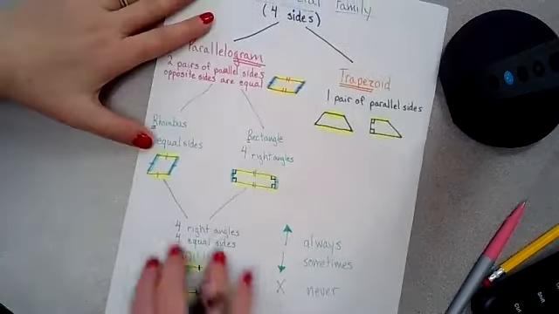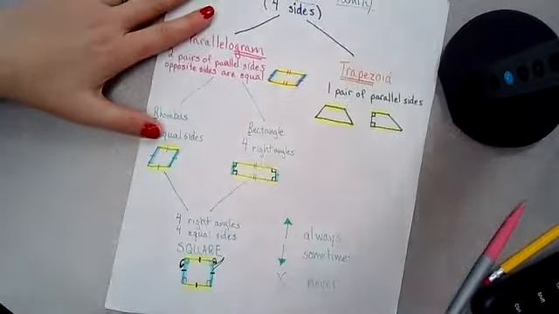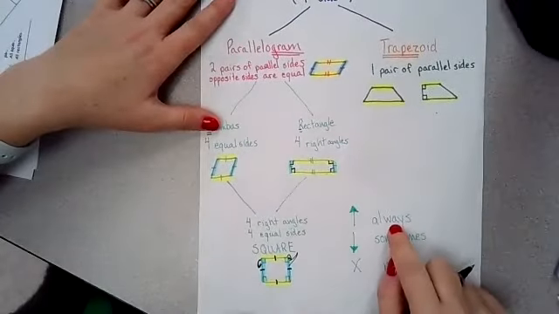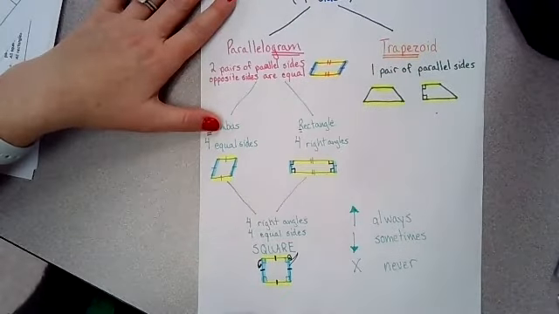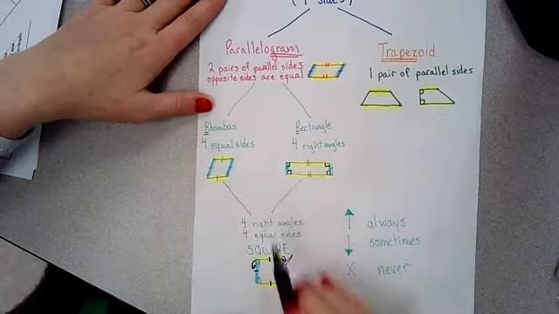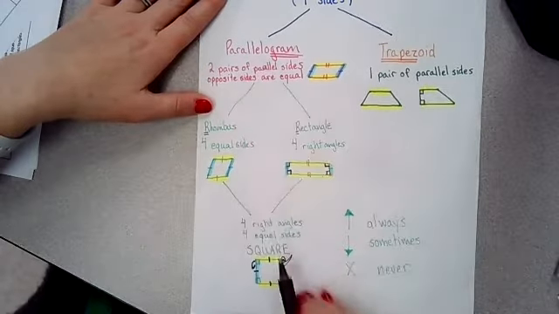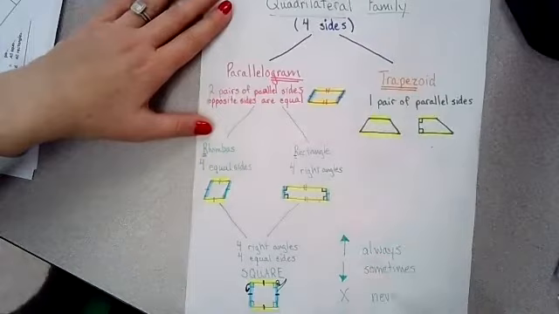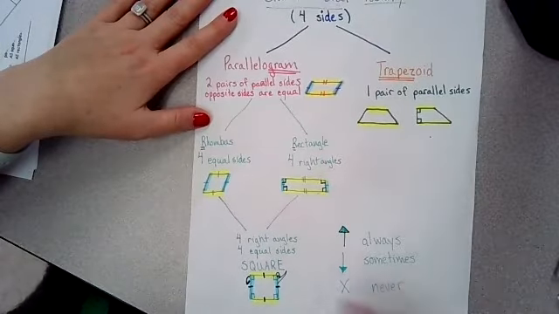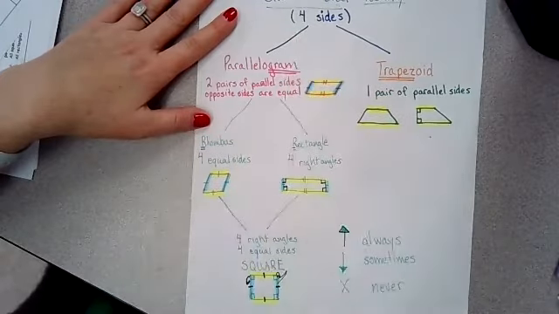But the main thing that you need to understand about the quadrilateral family is that each shape is always the things that are above it, okay? So a square is always a rectangle. A square is always a rhombus. A square is always a parallelogram. A square is always a quadrilateral, okay? So if you look at my arrows here, it is always the things that are above it.